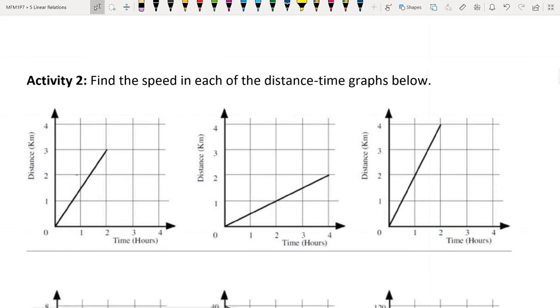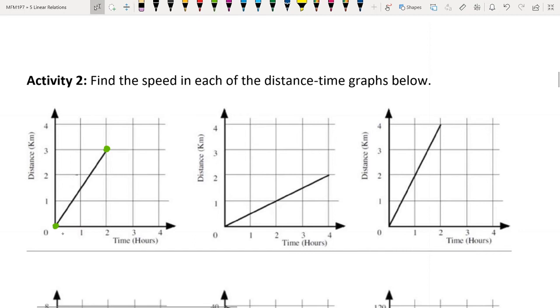Looking at activity 2, I'm just going to do the first graph with you. It says find the speed in each of the distance time graphs below. Very simple. We just did it. We find this point, because we can clearly identify them. We don't want to use this point because we don't know exactly what that point is. Is it 1.3, 1.4? I don't know. Can't use that point. I'm going to use the start point and the end point.